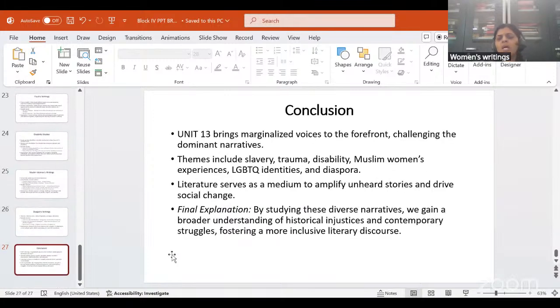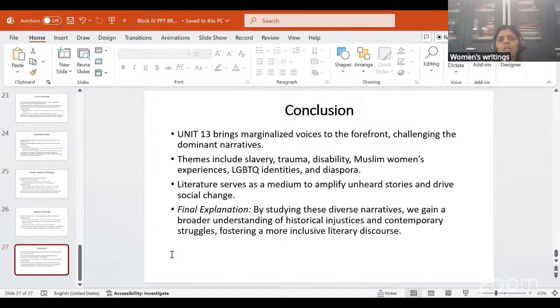Okay, we are going to the last or concluding part of this particular unit. That is Unit 13. So Unit 13 gives us a sense of marginalized voices coming to the forefront, challenging the dominant narratives. We also see themes like slavery, trauma, disability, Muslim women's experiences, LGBTQ identities, and diaspora. So literature usually serves as a medium to amplify unheard stories and drive social change. As a final explanation, we understand that by studying these diverse narratives, we gain a broader understanding of historical injustices and contemporary struggles, fostering a more inclusive literary discourse.